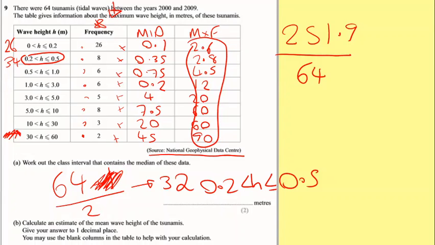So when I do 251.9 divided by 64, I get 3.9359375. It says to one decimal place. So this is one here. So my answer is 3.9.